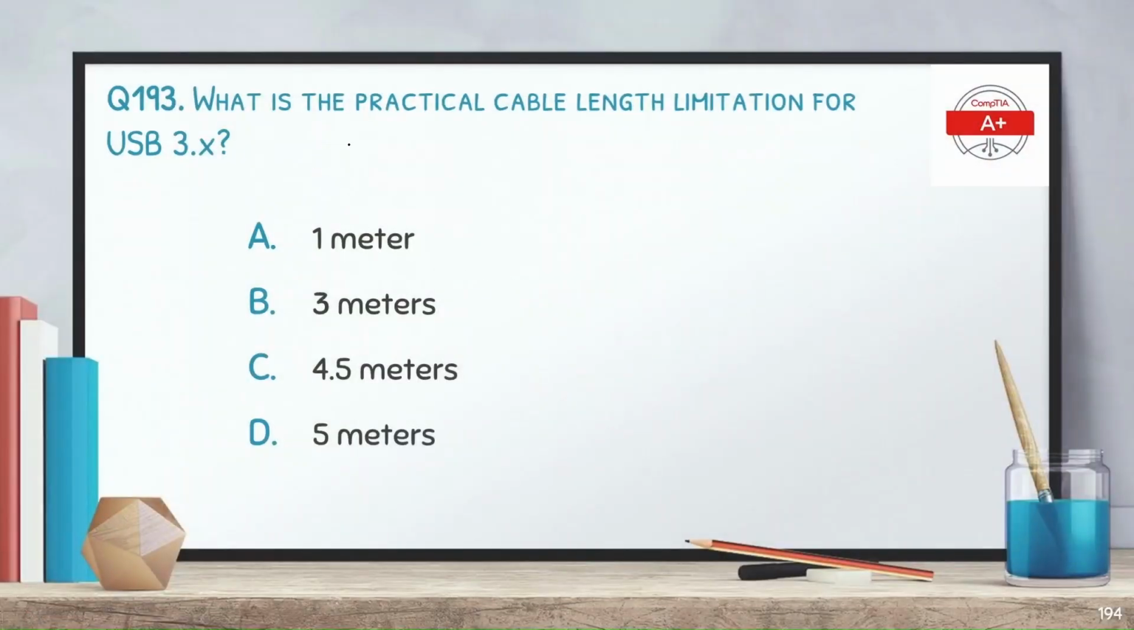Question number 193 is, what is the practical cable length limitation for USB 3.x? The options are A 1 meter, B 3 meter, C 4.5 meter, and D 5 meter. The correct option is 3 meters.